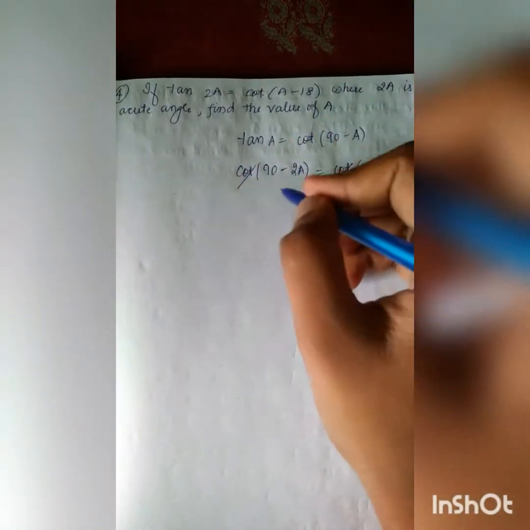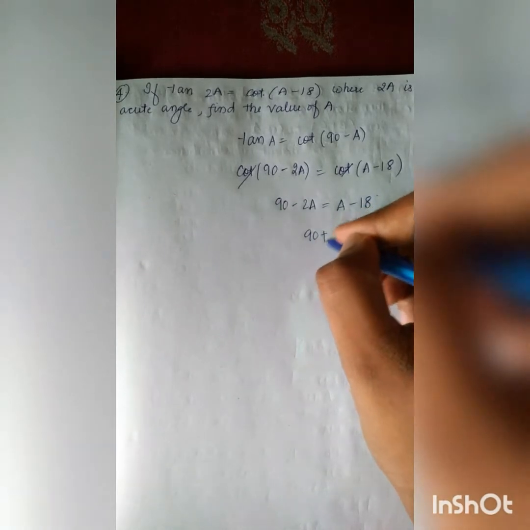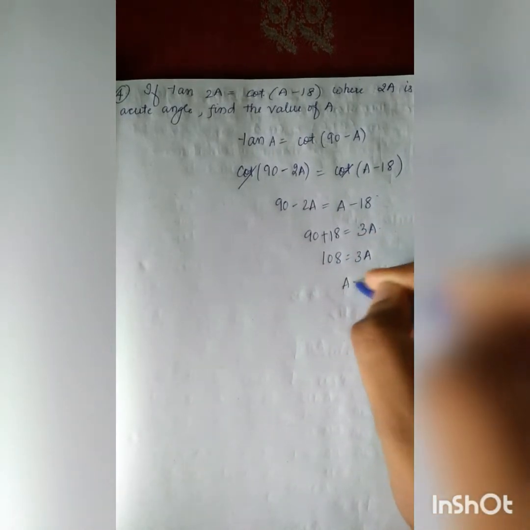So tan 2a we can write as cot of 90 minus 2a is equal to cot of a minus 18. Now cot gets cancelled on both sides, so we have 90 minus 2a is equal to a minus 18. So we have 90 plus 18 is equal to 3a. So 108 is equal to 3a. So we'll get the value of a as 108 by 3, which is equal to 36 degree.